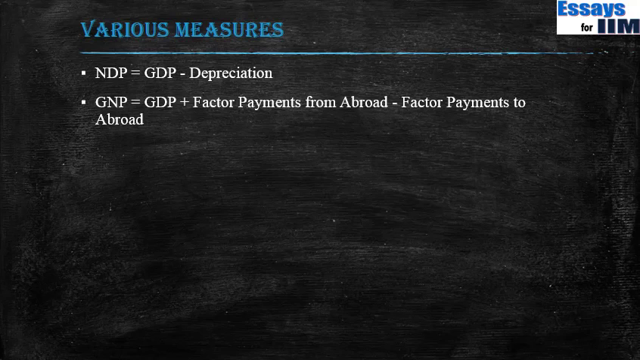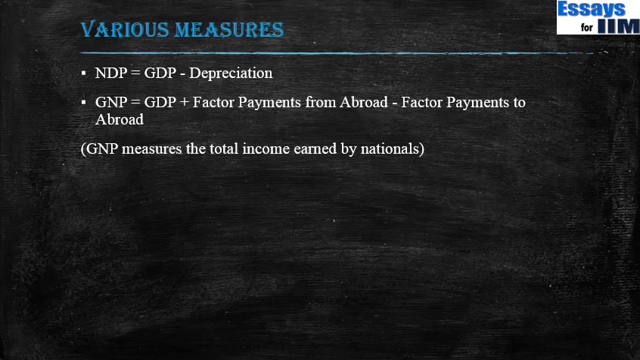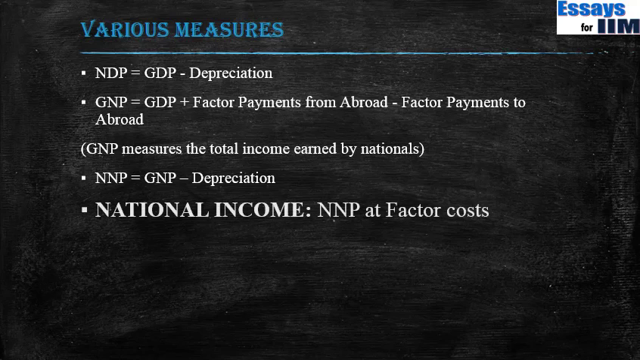GNP says we don't care about what is happening within India. We care about what is happening to Indians. So hence GNP is a nationality based concept. Okay, so GNP, like I said, measures the total income earned by nationals. Similarly, NNP is GNP minus depreciation. Like I told you, any net concept is the gross concept minus the depreciation.